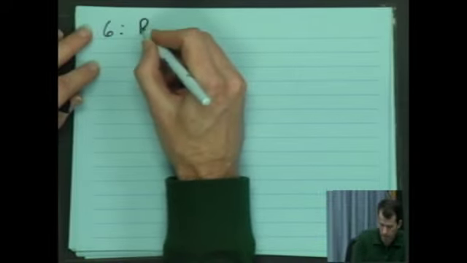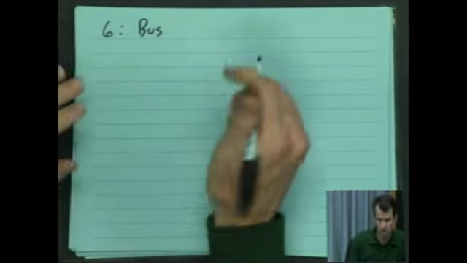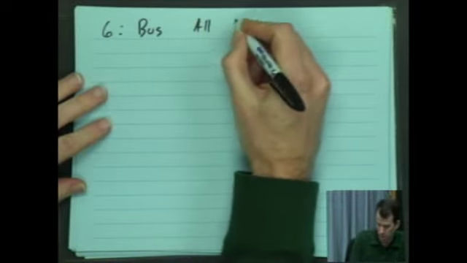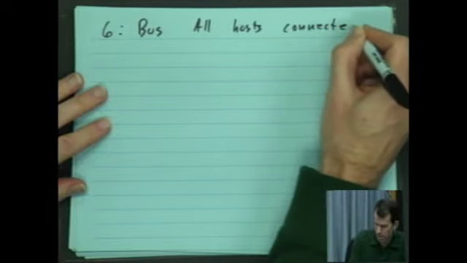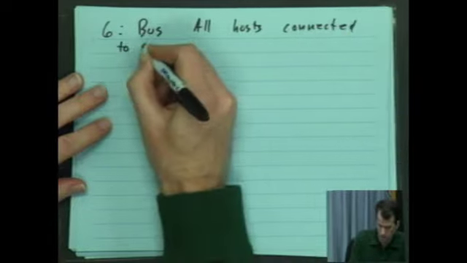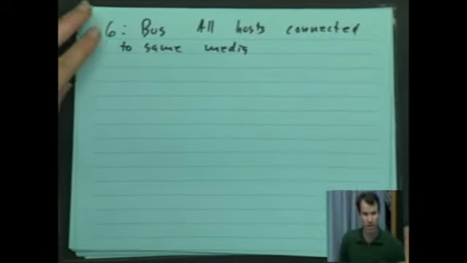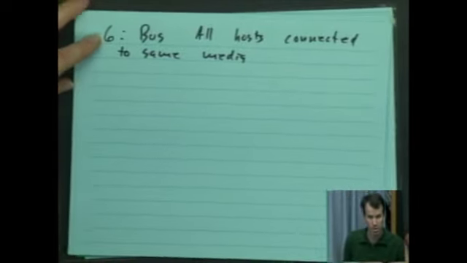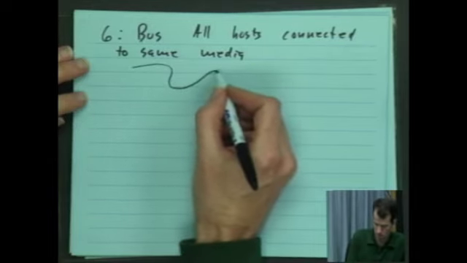The 6th is a bus topology, okay? A bus topology is where all hosts are connected to the same media, okay? This is a little like this one, right? We have one cable between hosts. For a bus topology, we have a whole bunch of hosts connected to the same wire, basically. So I'm going to draw this like a little squiggle, okay?